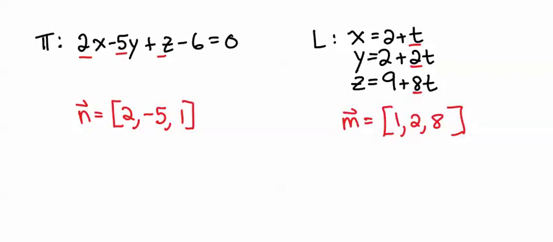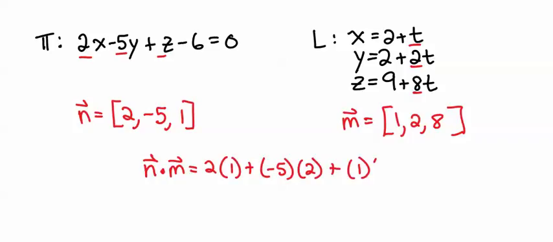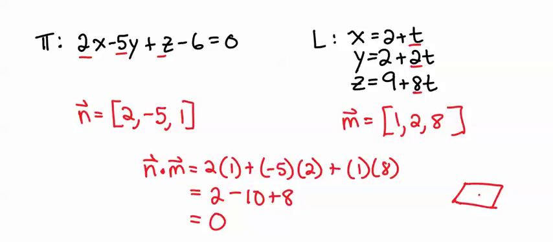So I'm going to do the dot product again and just see what happens when I take the dot product of those vectors. So 2 times 1 plus negative 5 times 2 plus 1 times 8. I'll just see if it equals 0. So 2 minus 10 plus 8 equals 0. Since I just showed that the dot product of those vectors is 0, that shows you that if you had a plane, that's your normal vector.